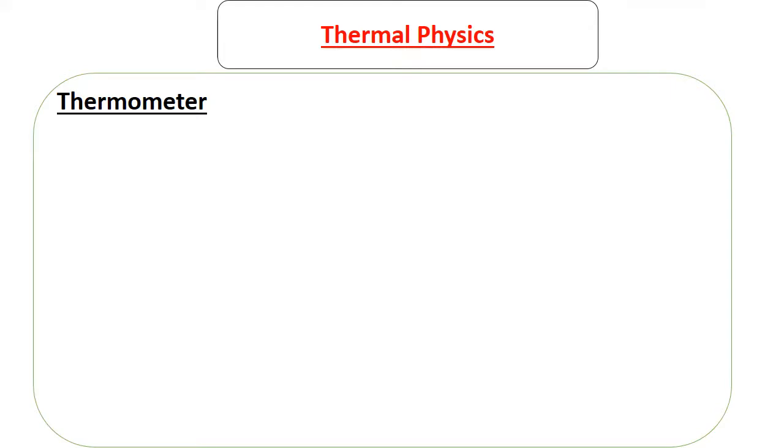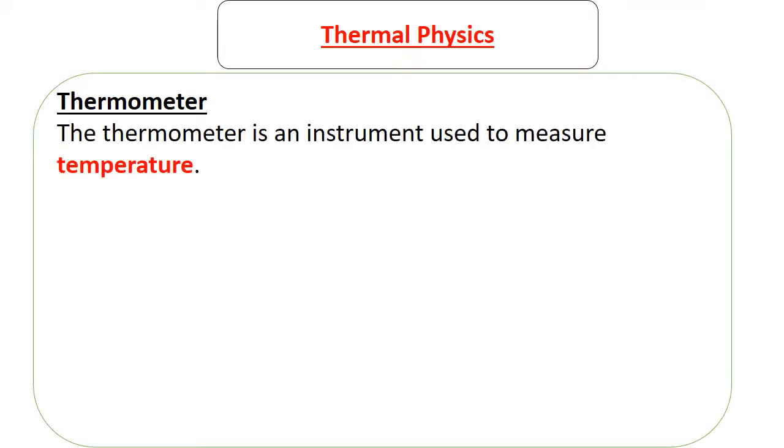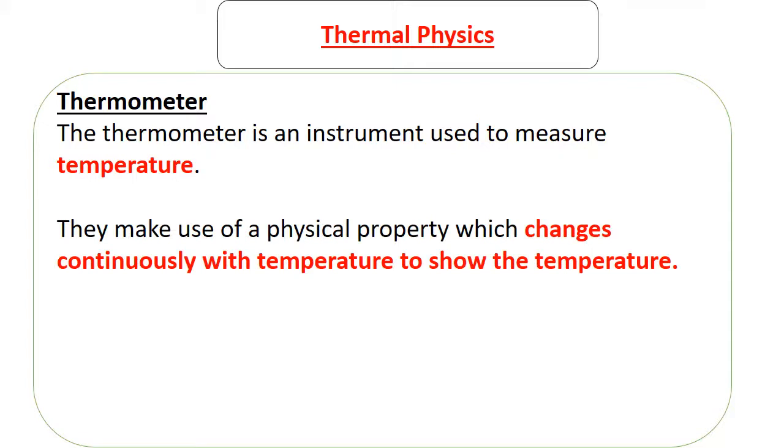So a thermometer is basically an instrument that is used to measure temperature, as I said. They make use of a physical property which changes continuously with temperature to show the temperature. So their job, of course, is just to show you the temperature of a given surrounding.